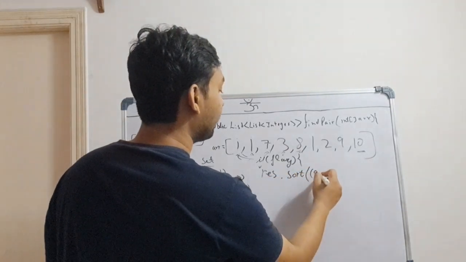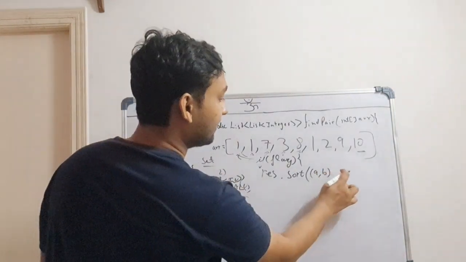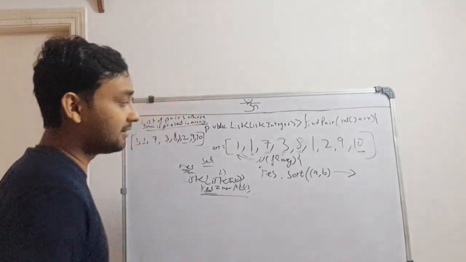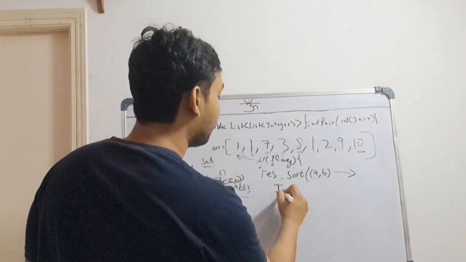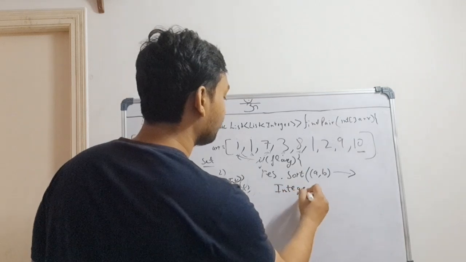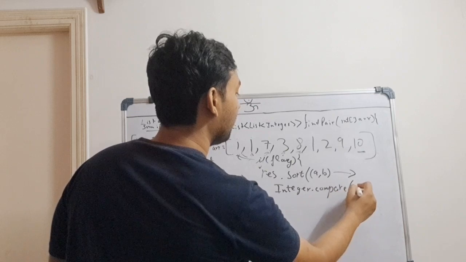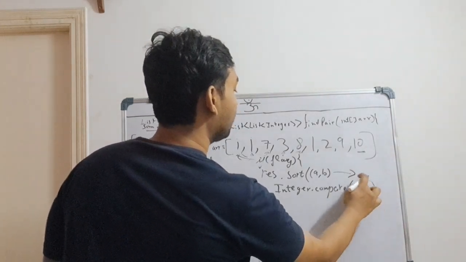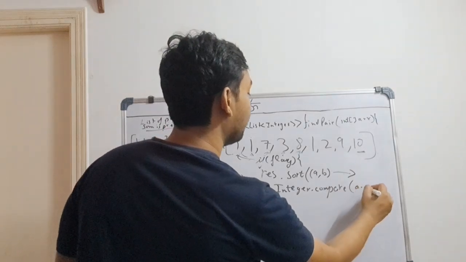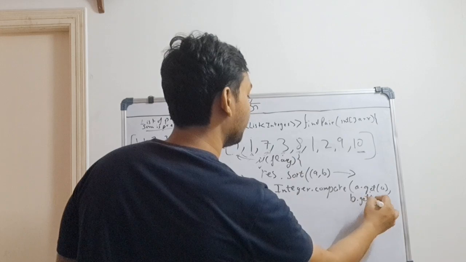Here we will write a comma b. Here we will be using a lambda function. A comma b gives, so here I will write Integer dot compare, Integer dot compare a comma b. Sorry, a dot get 0, a dot get 0 comma b dot get 0.